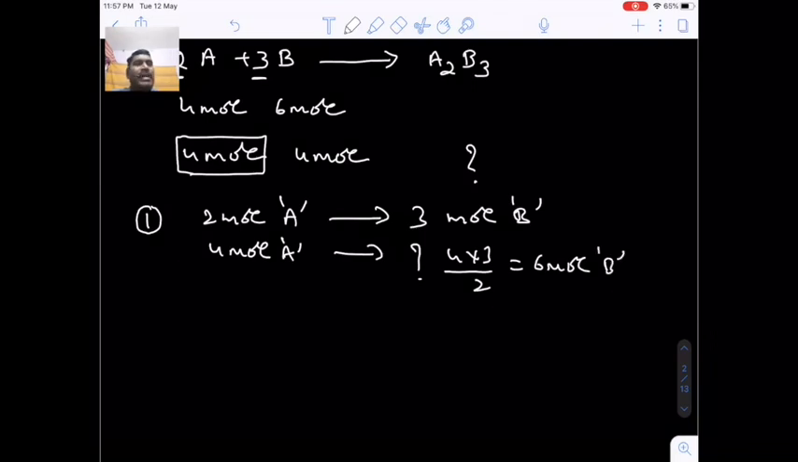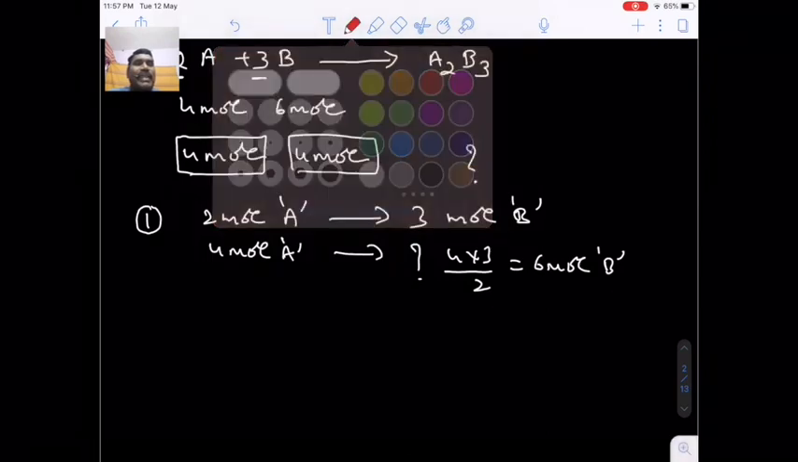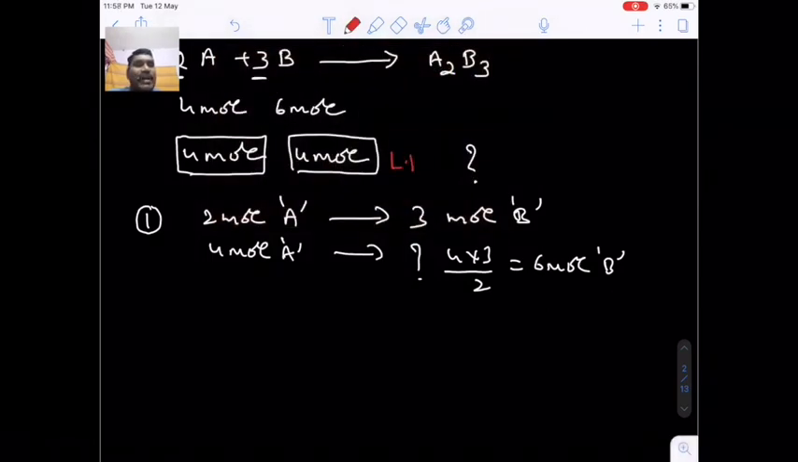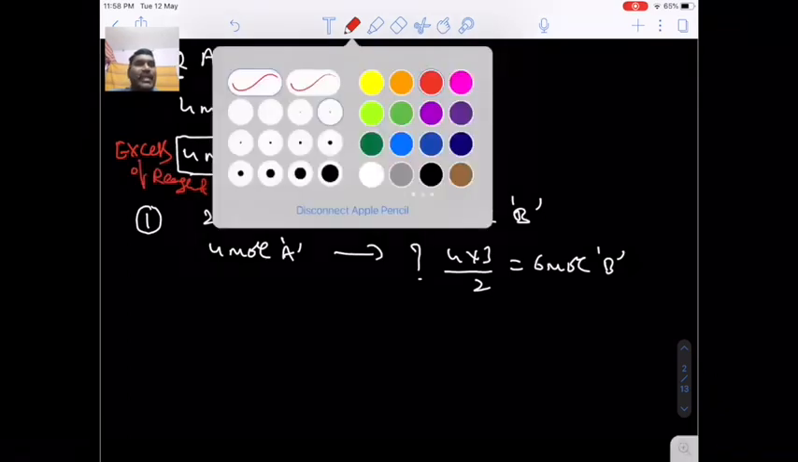But how many moles of B do I have? Only 4 moles. But I require 6 moles. That means the number of moles of B will be less as compared to the required condition. That means B will be less. That's why this is called the LR, that is, the limiting reagent. Once B is the limiting reagent, obviously A should be the excess reagent.